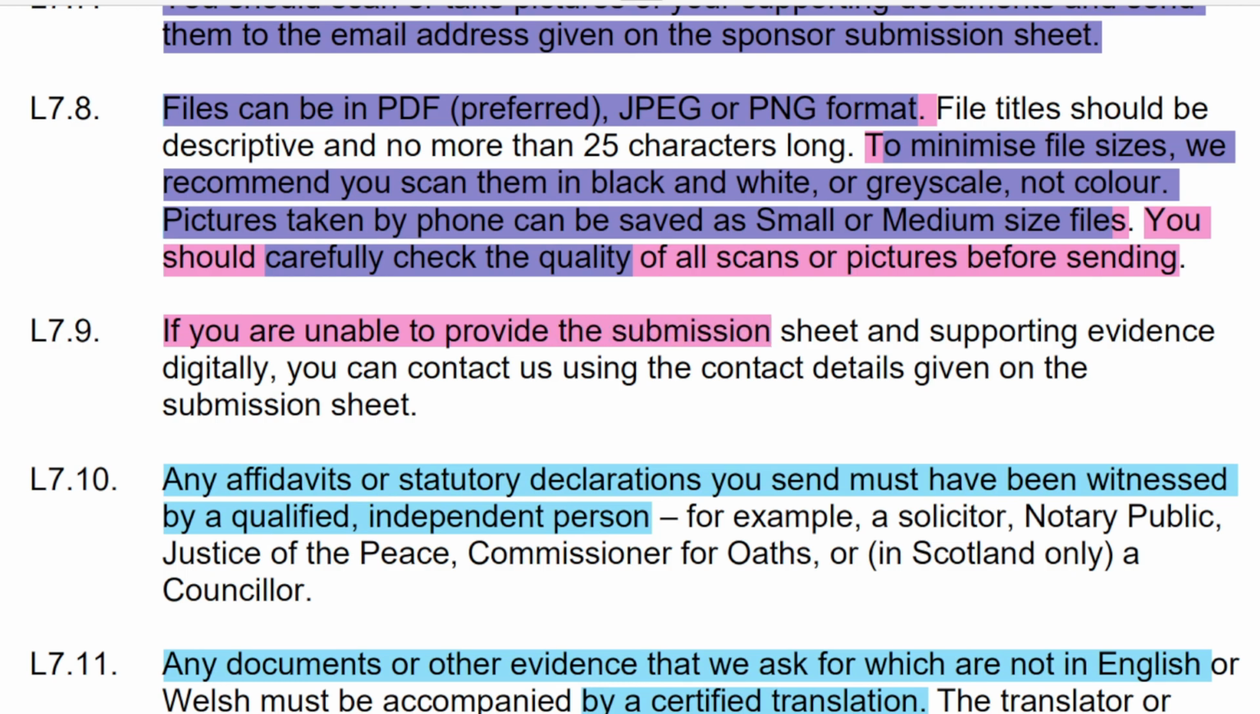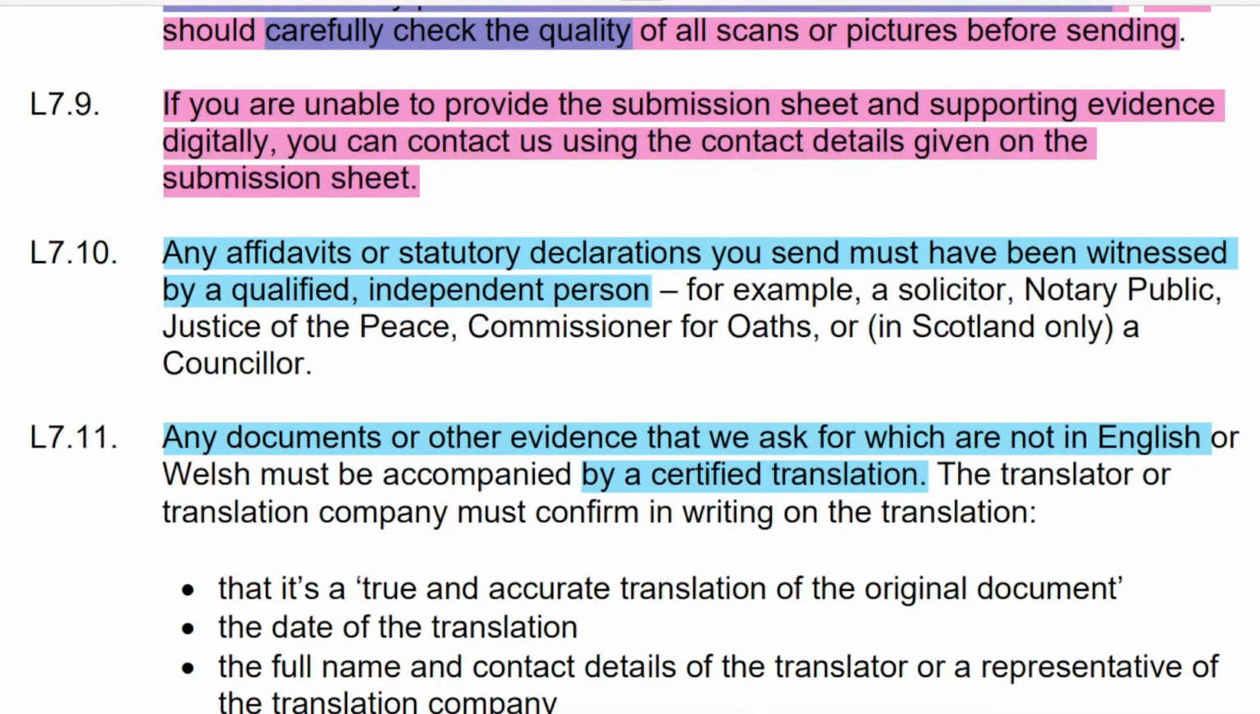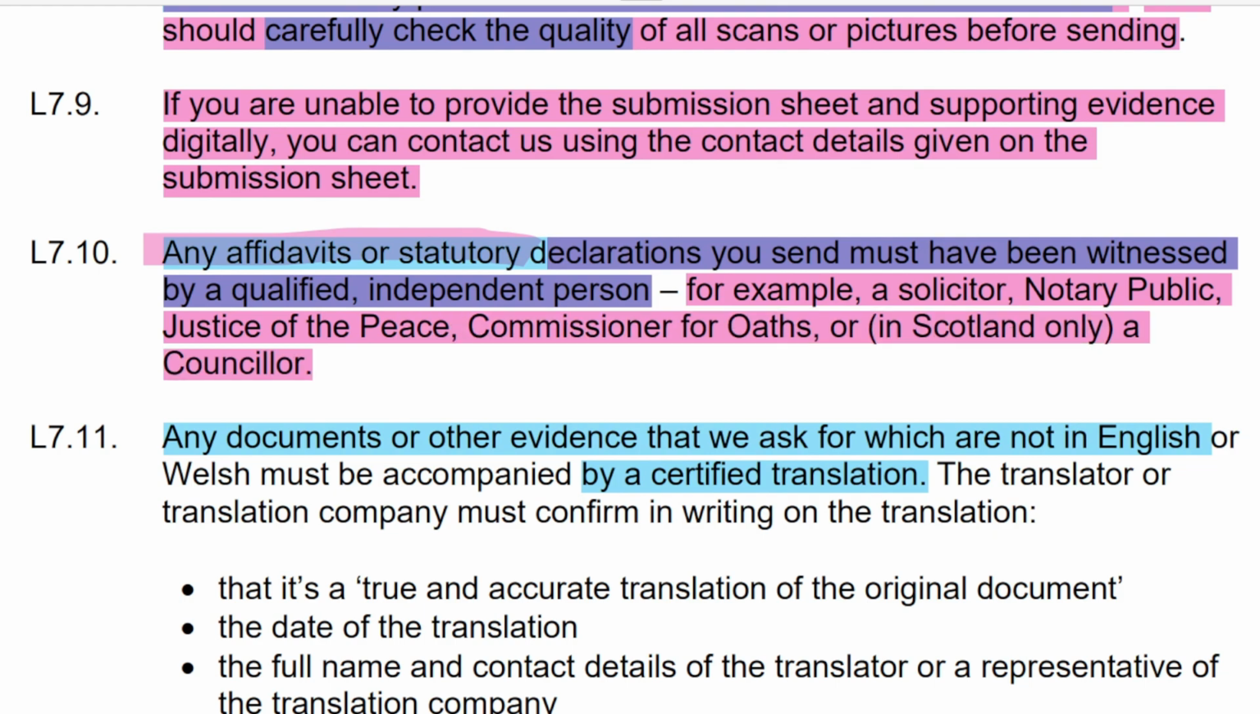If you are unable to provide the submission sheet and supporting evidence digitally, you can contact us using the contact details given on the submission sheet. You can send them by post. Any affidavit or statutory declaration must be witnessed by a qualified or independent person. For example, a solicitor, notary public, justice of the peace, commissioner of oaths in Scotland only, or councillor.